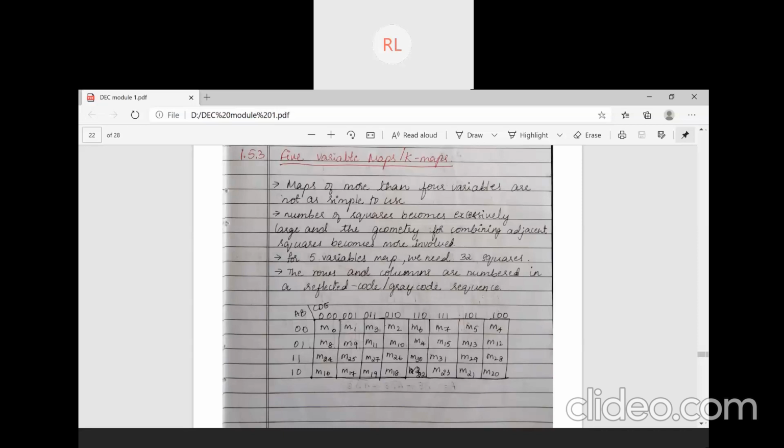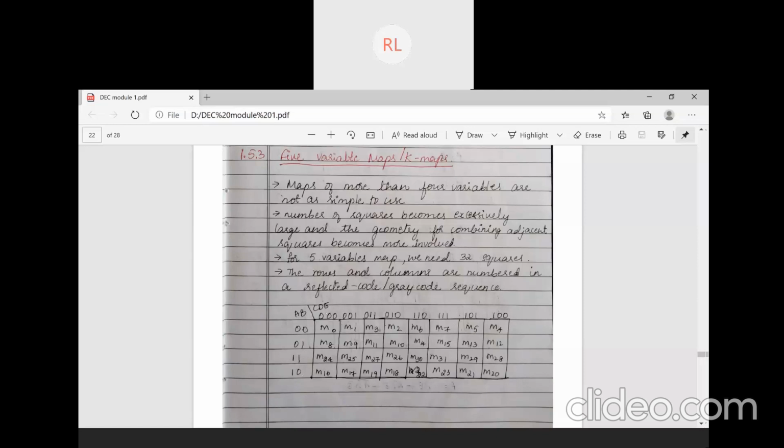For a five variable map, we need 32 squares, as I told you previously. It's going to be from M0 to M31, minterms 0 to 31, which is 32. The rows and columns are numbered in reflected code or gray code sequence. So 0, 1, 2, 3, next 4, 5, 6, 7. Why do these change? Because we need to have one bit change. This is going to be the same here: 00, 01, 11, 10.